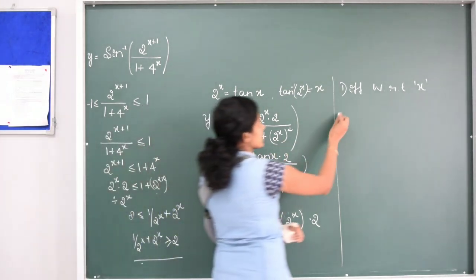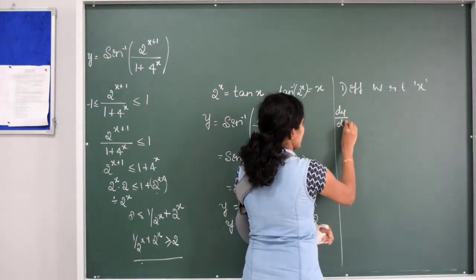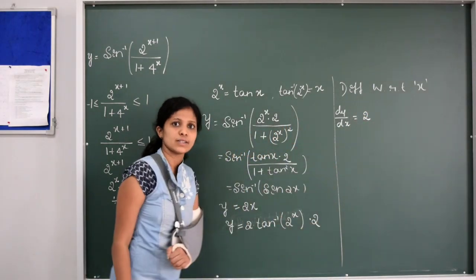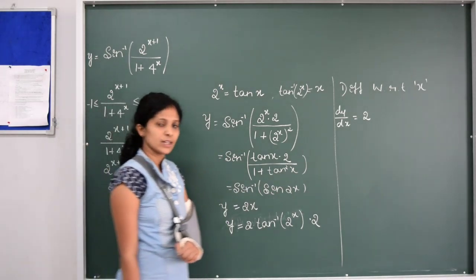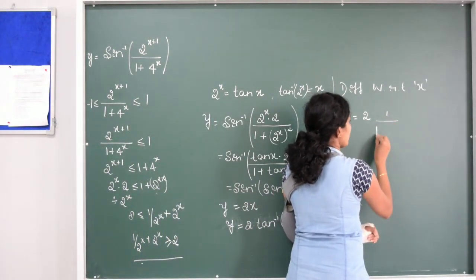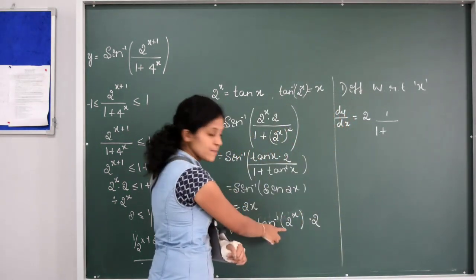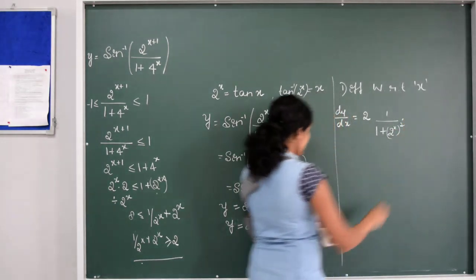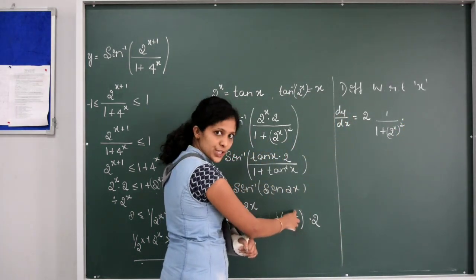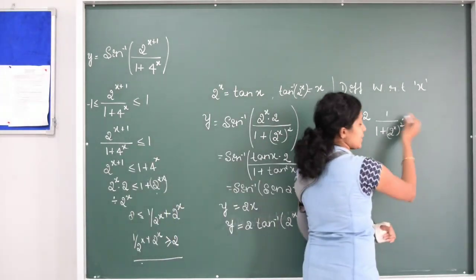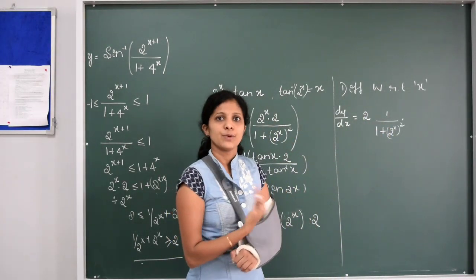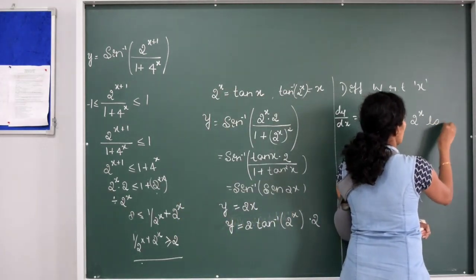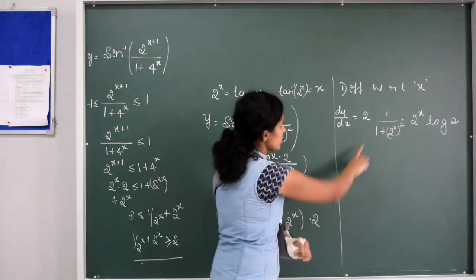So derivative of y with respect to x will be dy by dx is equal to 2 is constant as it is. Tan inverse of 2 to the power x. What is the derivative of tan inverse x? It is 1 by 1 plus x square. In the place of x, we have 2 to the power x. So this is now 2 to the power x whole square. Is it clear? We have done this tan inverse. Now we have to differentiate 2 to the power x. Derivative of a to the power x will be a to the power x into log a. 2 to the power x into log 2, and this 2 we have written already, right?